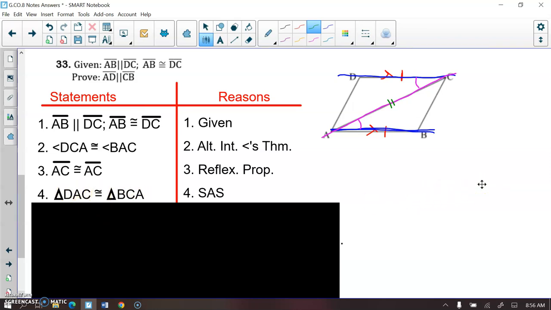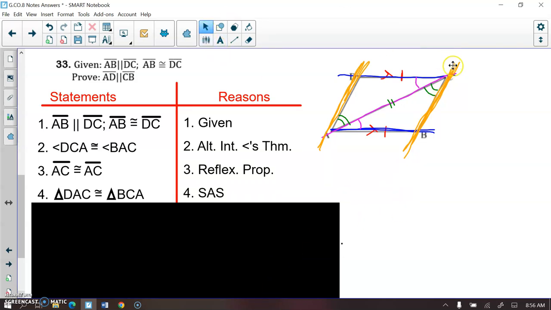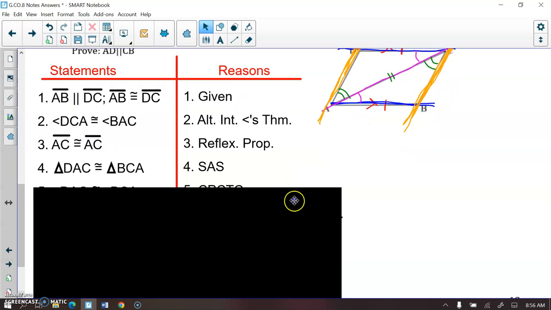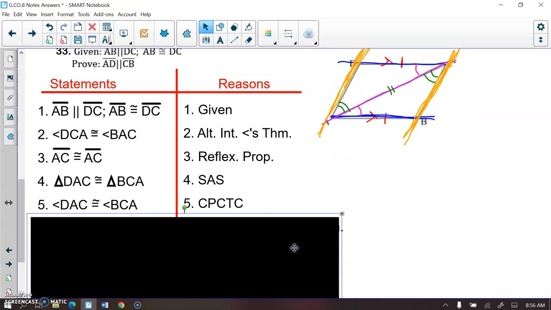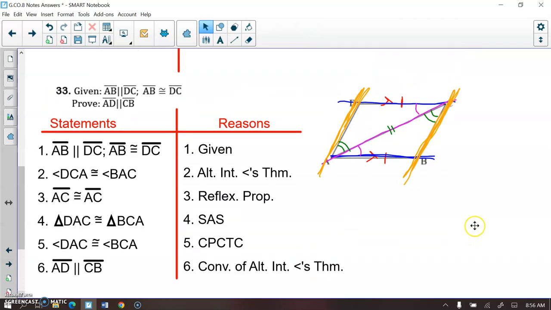Now I'm trying to prove that AD and CB are parallel. So in order to prove that these two yellow lines are parallel using that pink transversal, I would need to state that this angle here is congruent to this angle here. But the only way I would know that those two angles are congruent is by CPCTC. I proved that the triangles are congruent, and these angles are within those triangles, so those angles are congruent by CPCTC. Now, since I know that those angles are congruent, now I can say that the lines are parallel, because that's the converse of the alternate interior angles theorem.